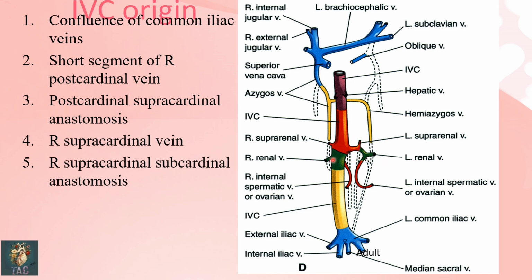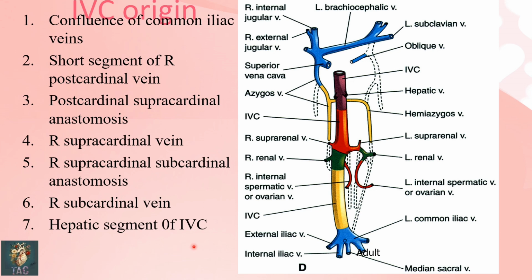Fifth is the right supracardinal and subcardinal anastomosis. This is the junction area. The green color area shows the anastomotic channel, formed by the anastomosis of the subcardinal and the supracardinal vein. The sixth origin is the right subcardinal vein, and the seventh one is the hepatic segment of the inferior vena cava. So these are the seven origins of the inferior vena cava according to Gray's anatomy.